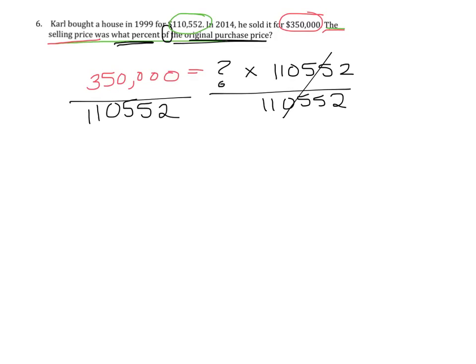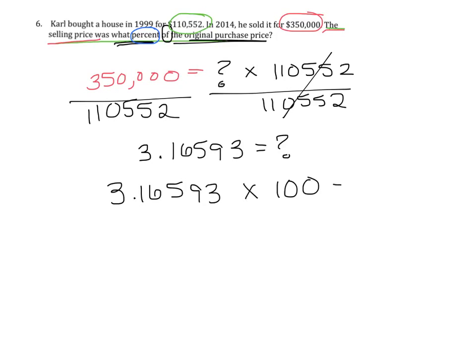We can divide using our calculator, so we get that the missing value is 3.16593. We're solving for a percent, therefore I need to take my decimal value and multiply by 100. My answer then equals 316.59%. If I wanted to round to the nearest percent, I would say that this was 317%.